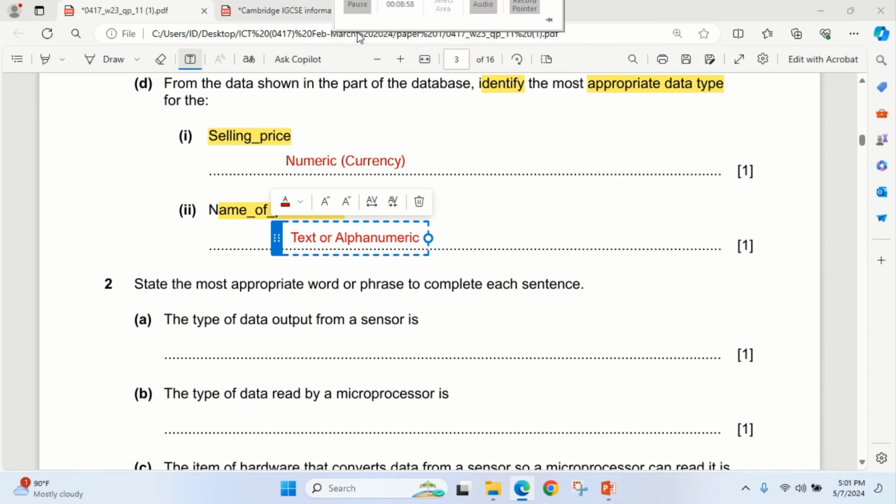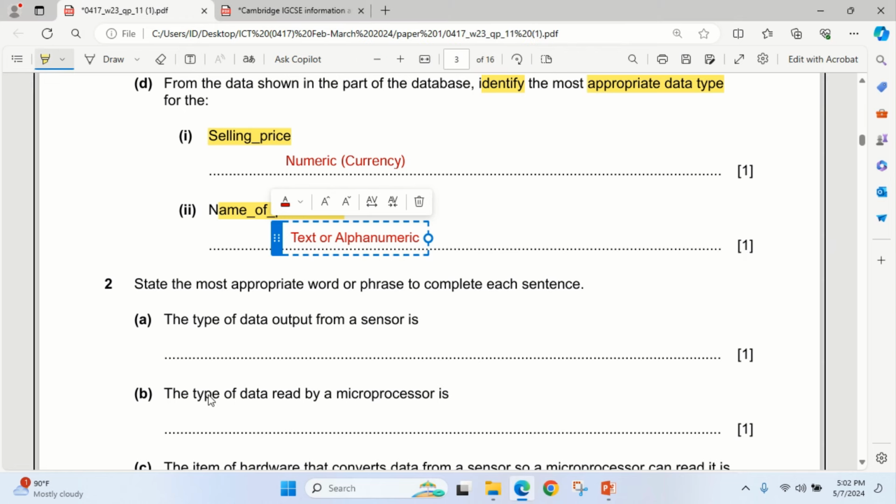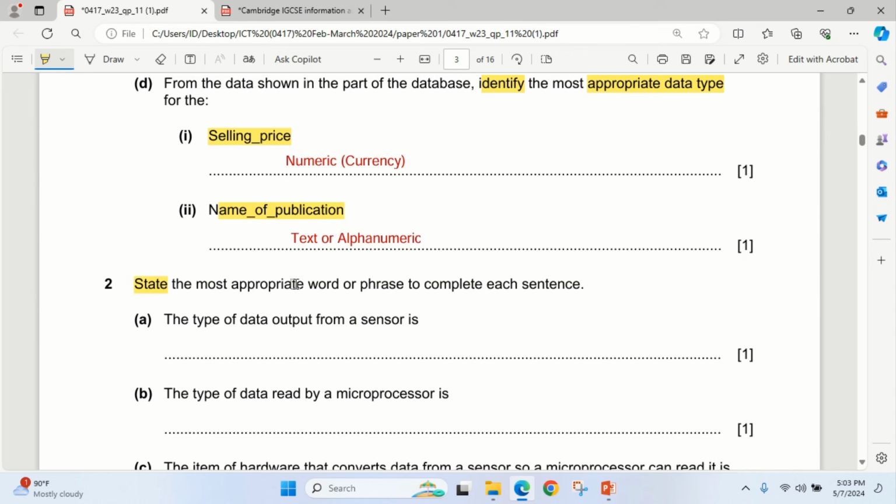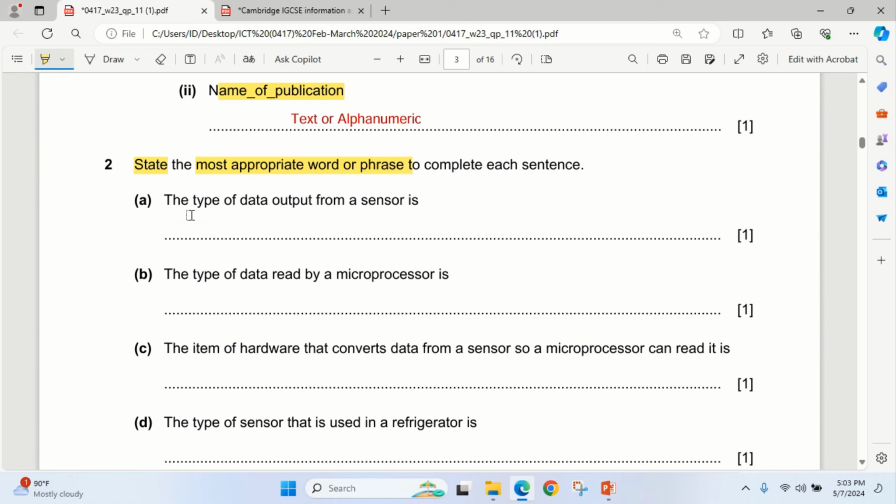Then the next one is number 2. Question 2 says state the most appropriate word or phrase to complete each sentence. State, that's a command word. So A, the type of data output from a sensor is analog. Yes, analog. The type of output is analog from a sensor, and the type of data read by a microprocessor is digital.